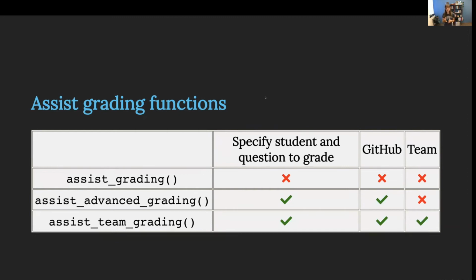And also assist grading does not allow us to switch on the possibility to take note of GitHub issues while we grade, and does not allow us to grade teams rather than individual students. Then we have a function, assist advanced grading, which allows us to do the first 2 things, but is not meant for team grading. And then we have a final function that has all capabilities, and it's specific for team grading. And this is the function that we are going to use now in this comprehensive demo.